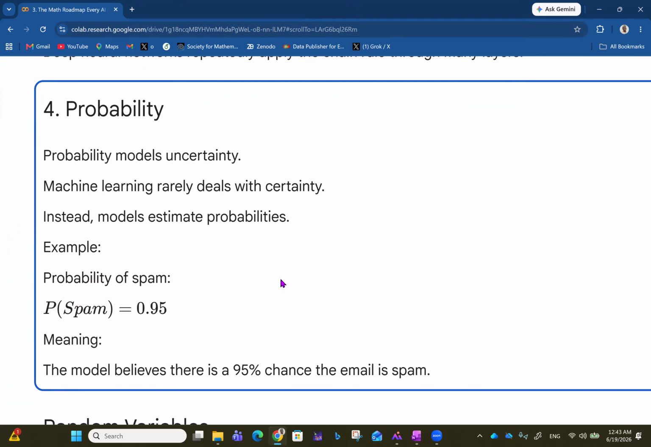Like in the second video when I talked about ChatGPT being just a probability machine. So it's all about predicting with a level of probability that the next word to come is going to be this thing. So there's no certainty anywhere. It's just all about working with probabilities.